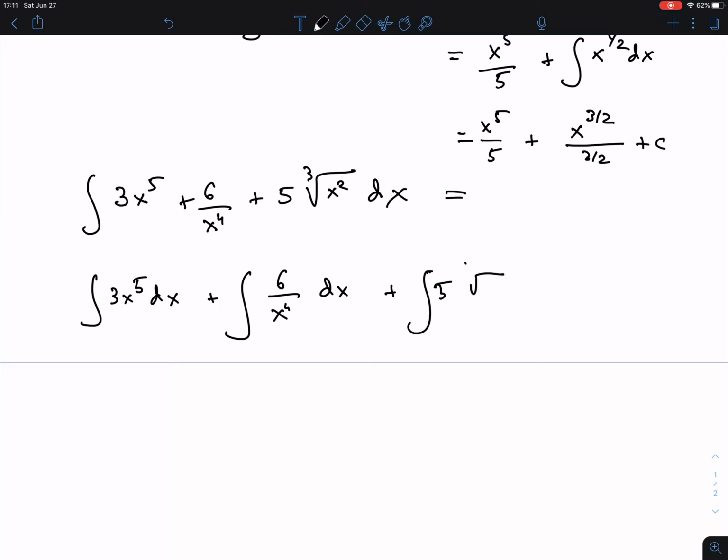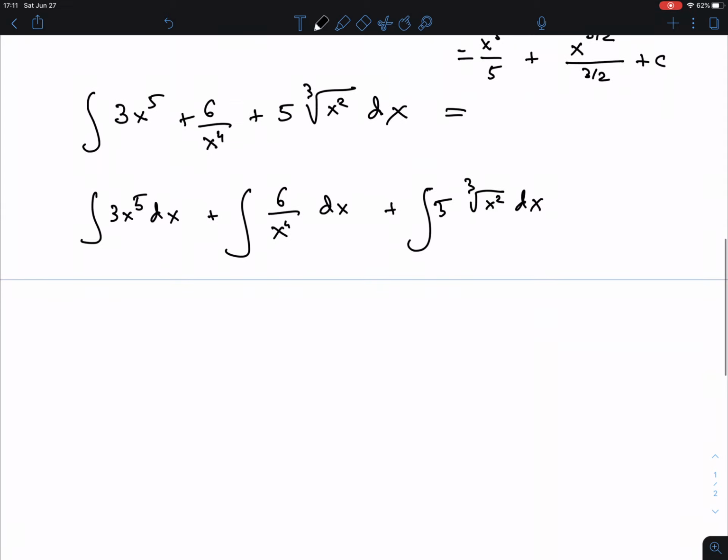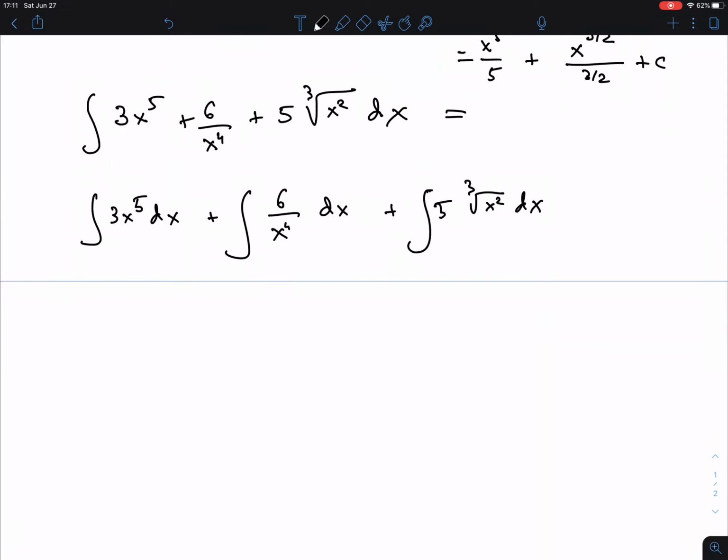as each term. I'm going to take the antiderivative, and then add them up. Now, the first thing is the sum rule.